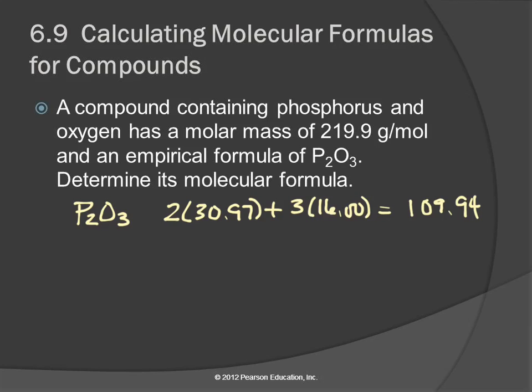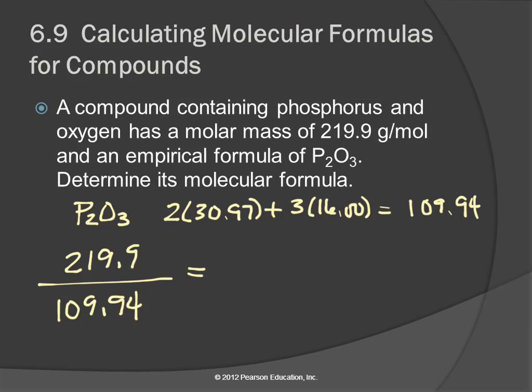You can kind of look at those numbers and guess that it's going to be 2. But if you take the actual molar mass and divide it by this, that'll tell you how many times bigger it is. So we'll take the actual molar mass, 219.9, and that has to be given to you in a problem. We're going to divide by the molar mass of the empirical formula. You've got the empirical formula, you calculate that the way you would calculate any molar mass.